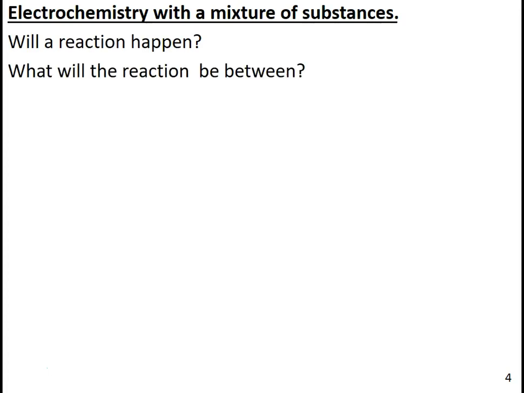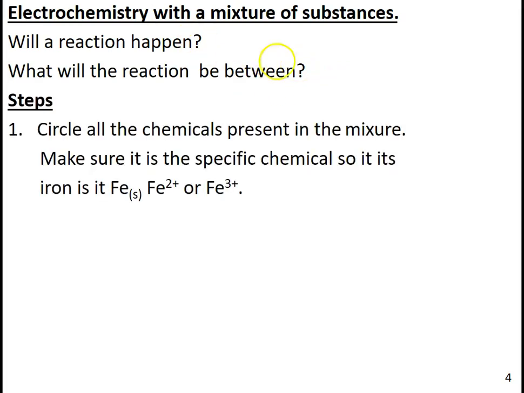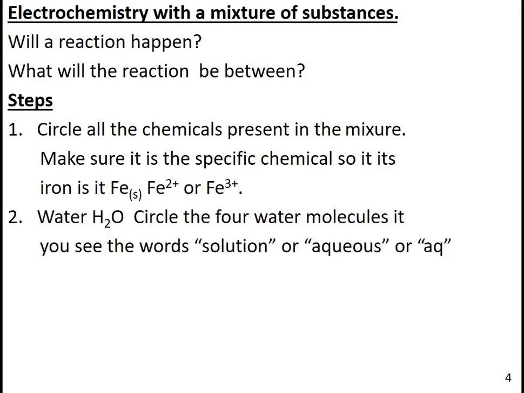Alright, the electrochemical series with a mixture. Will a reaction happen? Is a spontaneous reaction going to happen? And what will the reaction be between? So for everything that you've got, you need to identify it. Write down all the different things in the question that could possibly be present and find them. Make sure if it says iron, which iron are you talking about? Because there's lots of the same sort of thing. So is it iron metal or one of the iron ions?